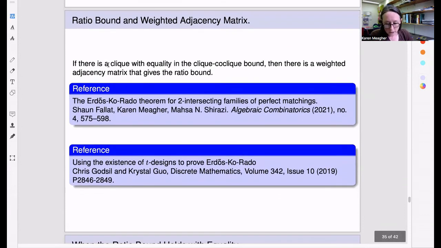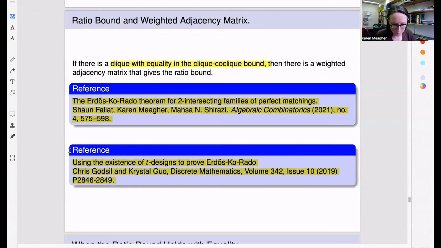Whenever we have a clique and there's equality in the clique-coclique bound, a weighted adjacency matrix that will give us the right number in the ratio bound is going to exist. And this is something that I did in a paper a little while ago. There's also this interesting paper by Chris and Crystal that used this idea to prove that a weighted adjacency matrix would always exist.